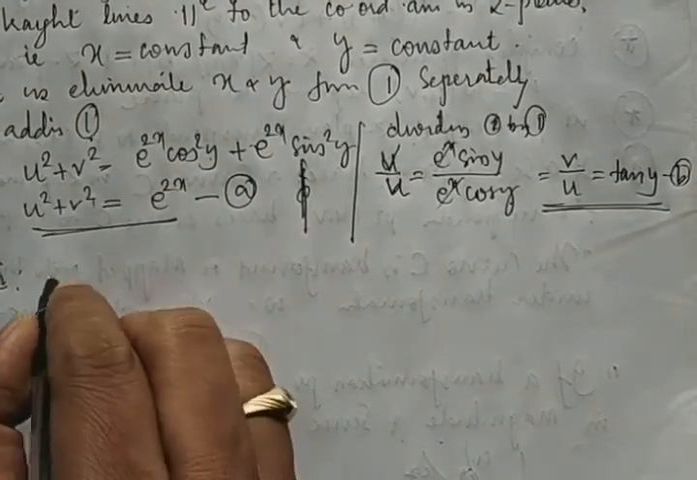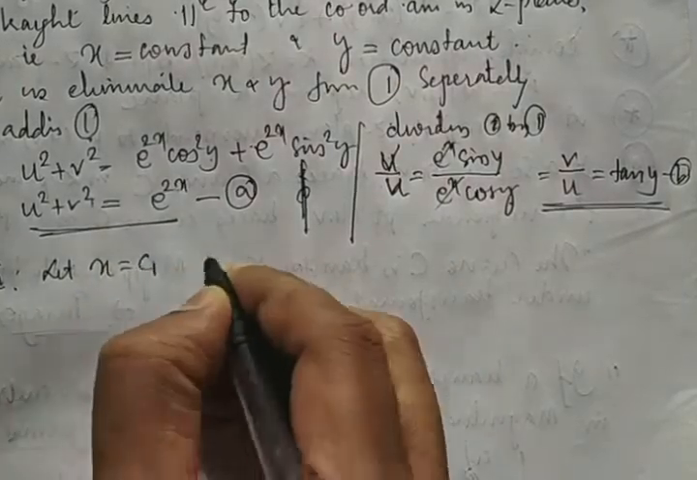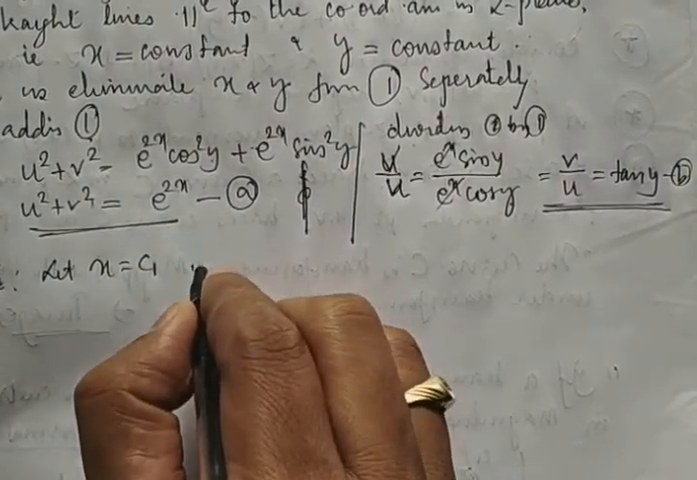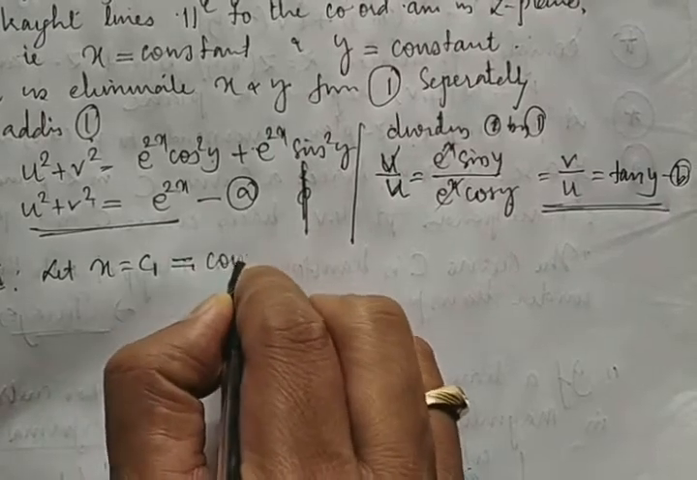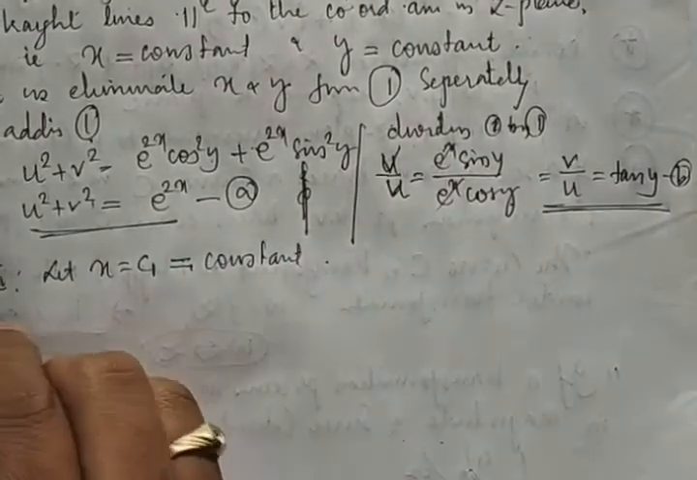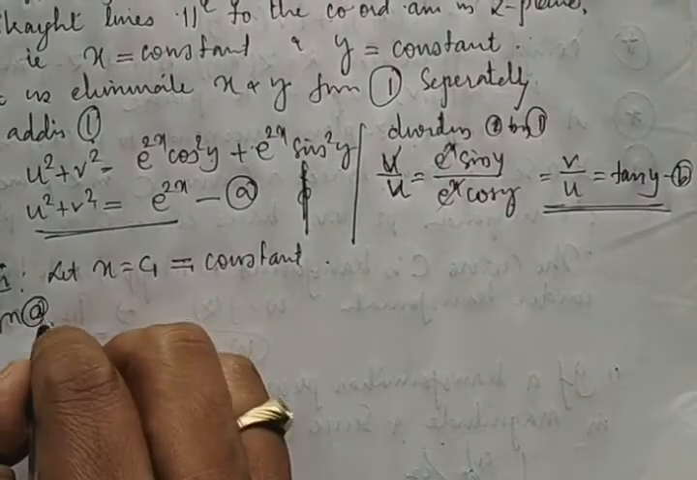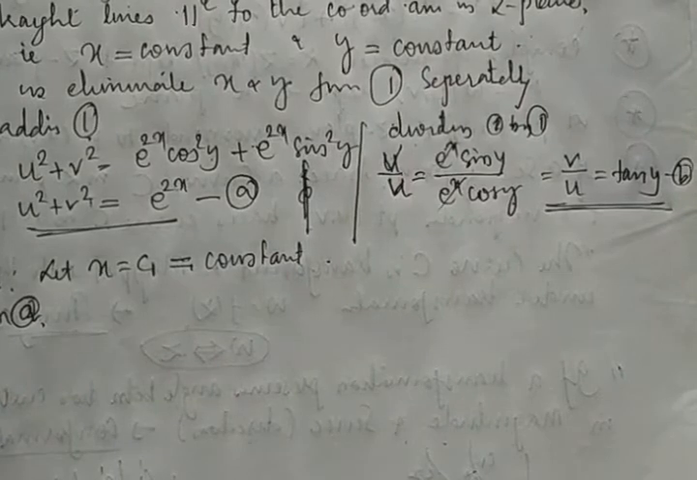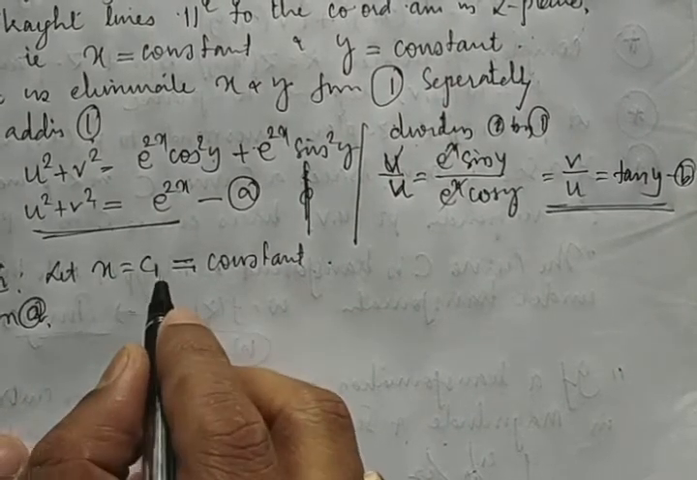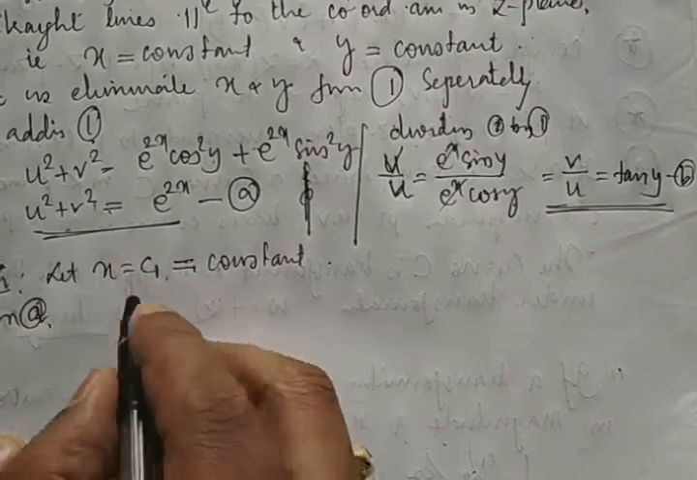What does case 1 say here? First we take x equal to c1. And what is c1 here? This c1 is nothing but a constant. Then equation A becomes, if you substitute x equal to c1 in equation A, then what will we get?